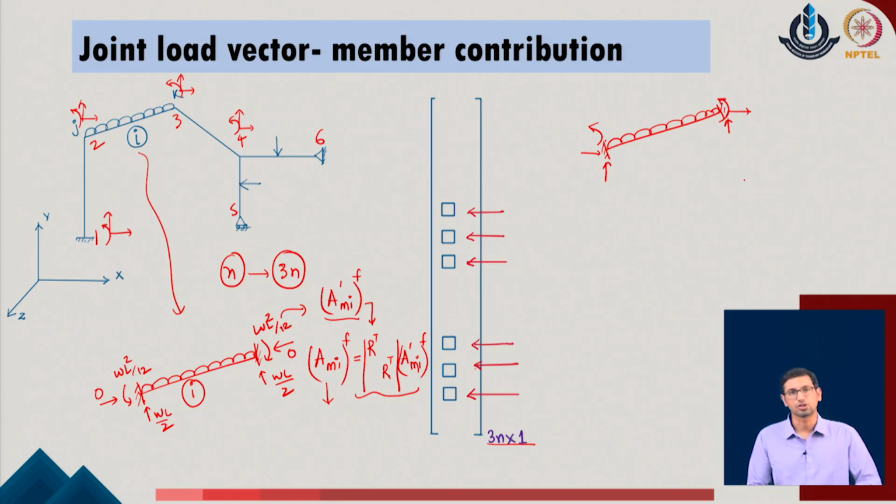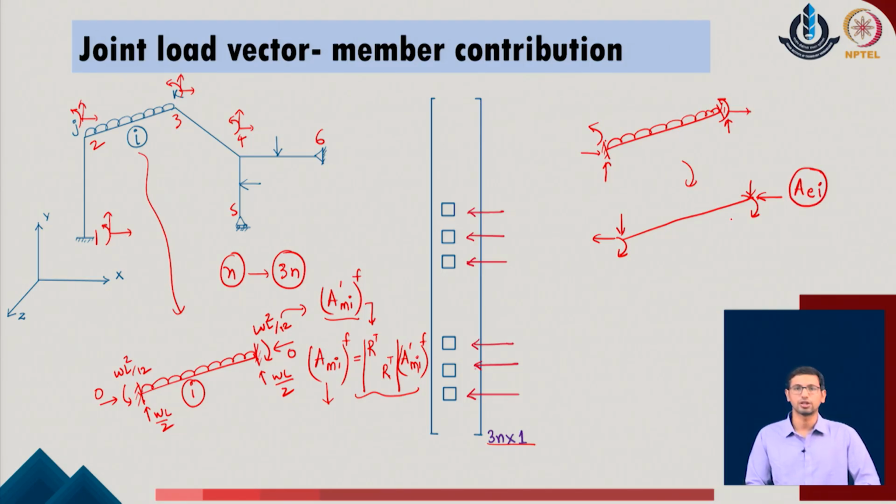Now, these contributions, once they have been identified, could just be reversed in their direction, which means that I will just flip the sign of these values, and they will become the equivalent joint loads of the given problem. So, for any member i, we call this the respective equivalent joint load in the given problem.